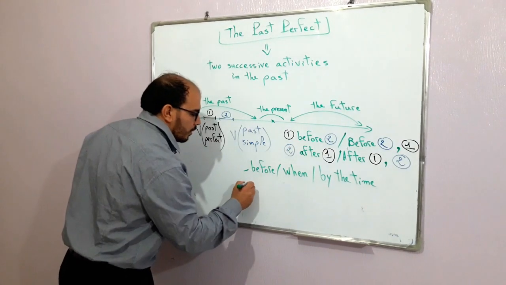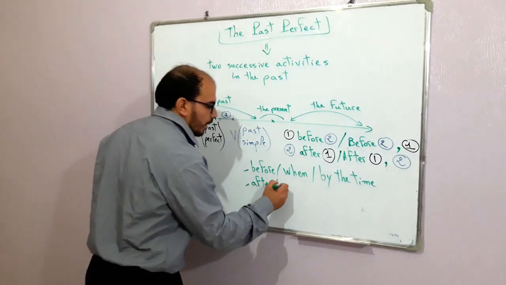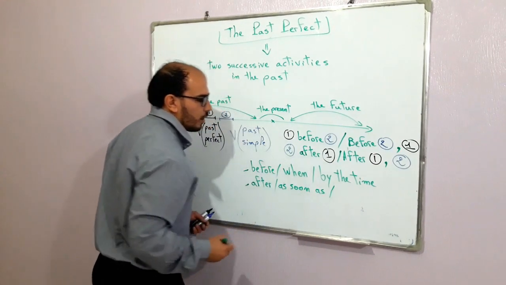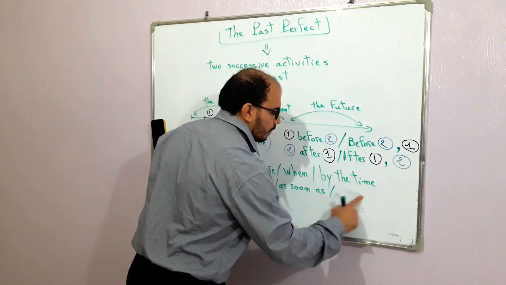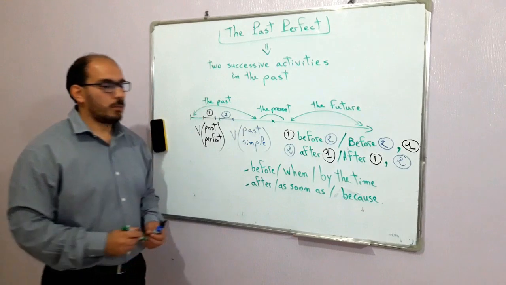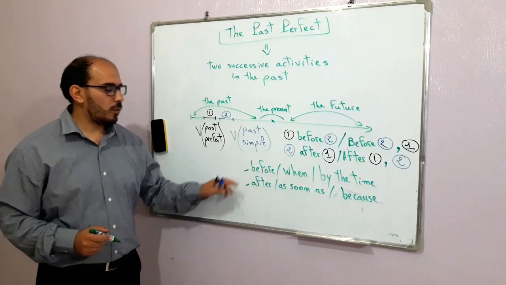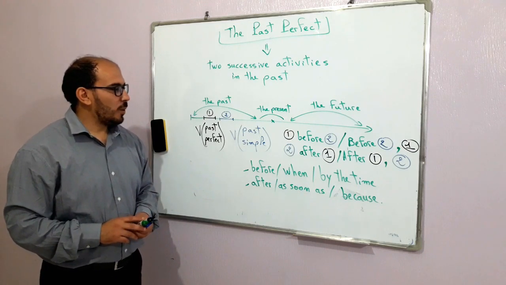For after, the same thing, we have other words, like as soon as, or we can have also because. So when we have these words, they play the same role as before in terms of the grammatical structure of the sentence. So that's it.